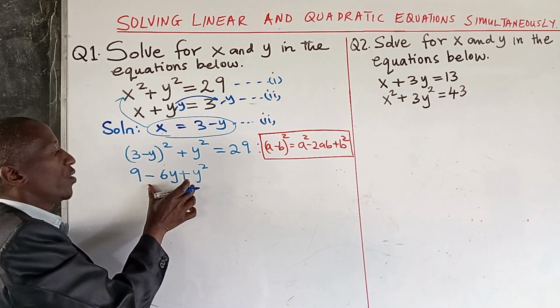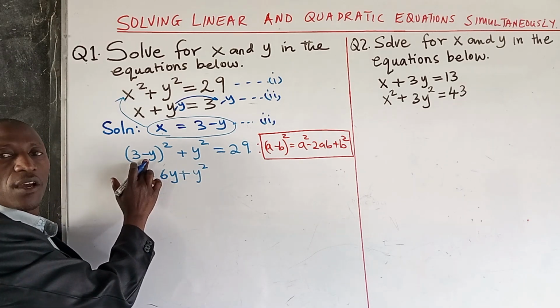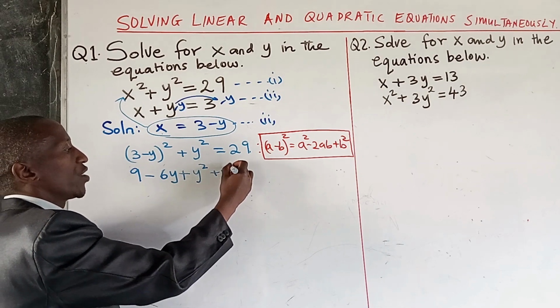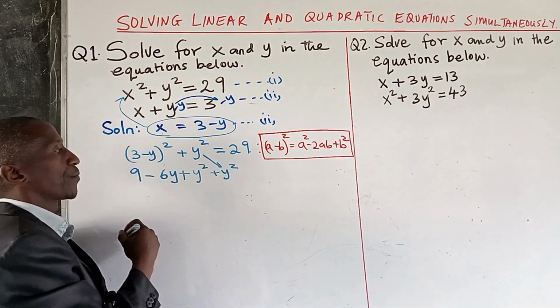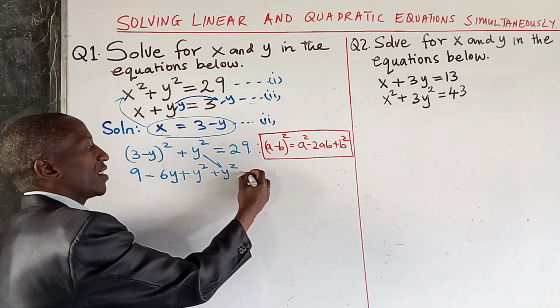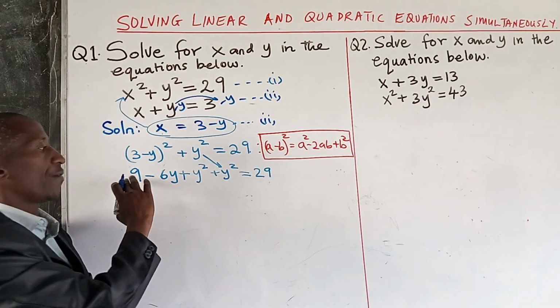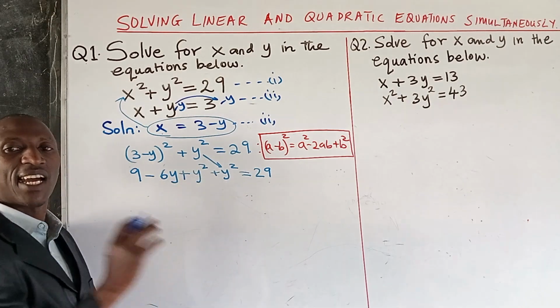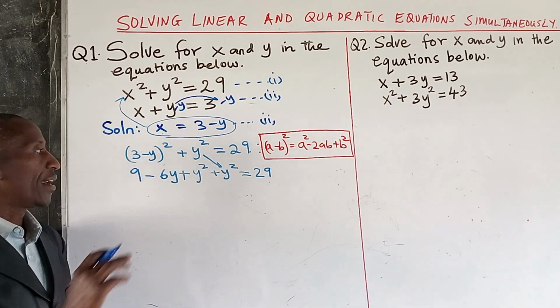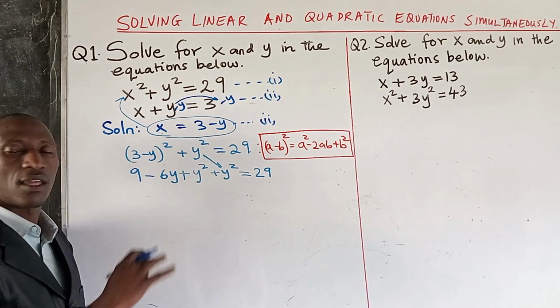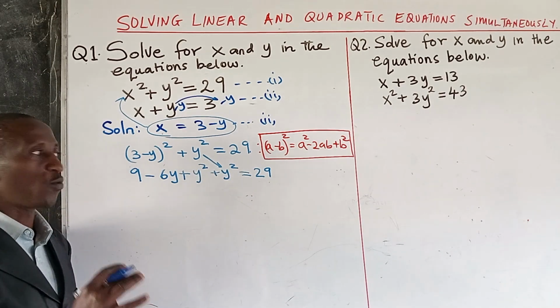So this expansion is for this portion here. We add this y squared here, so plus the y squared. This is the one we are having here. That is equal to 29. Now with that, viewers, you look at the equation, it has only one unknown. And therefore, we can now easily solve it in any quadratic approach that we would like to have.